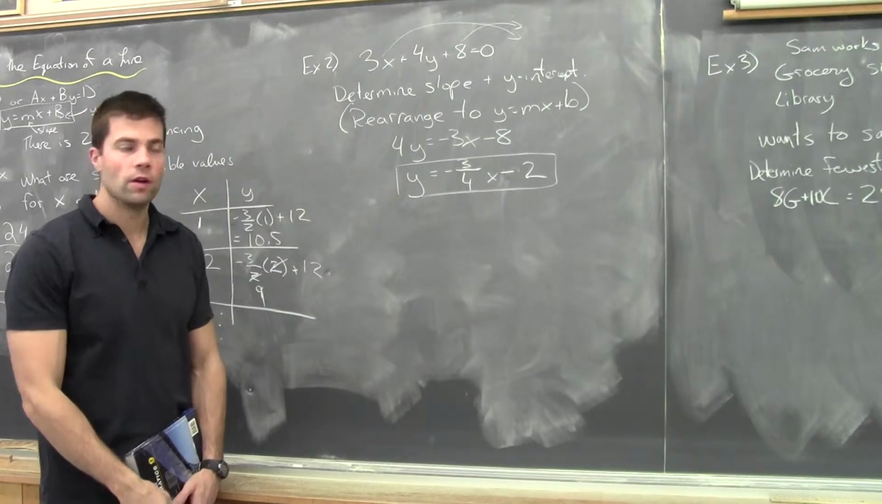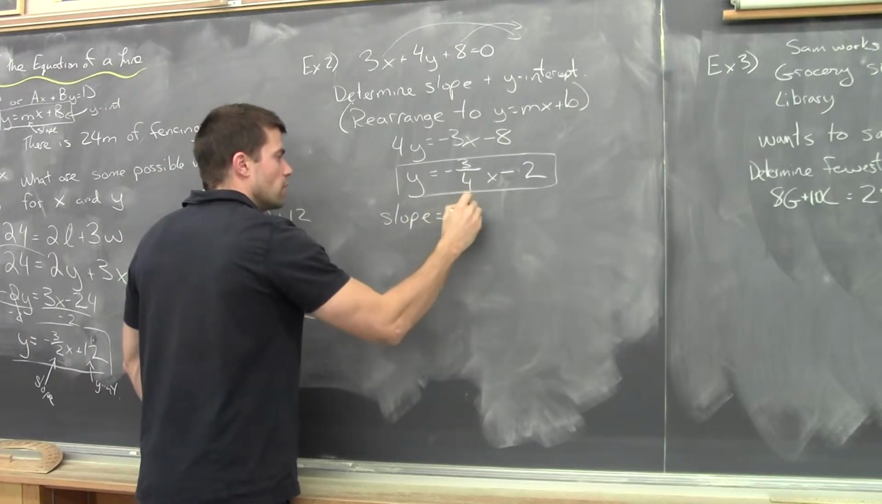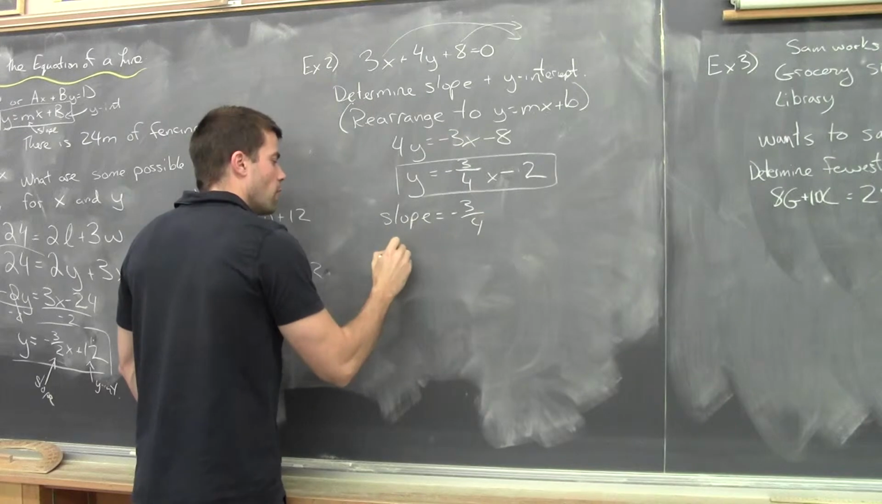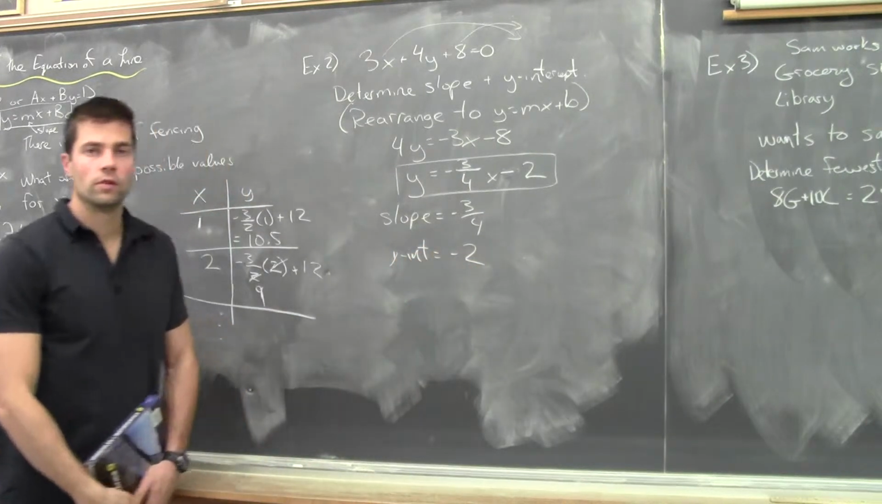Any questions with that one? So then I know what my slope is. My slope is equal to negative 3 over 4, and my y-intercept is equal to negative 2.